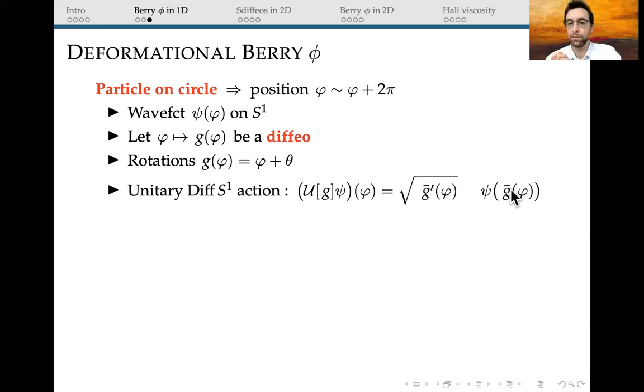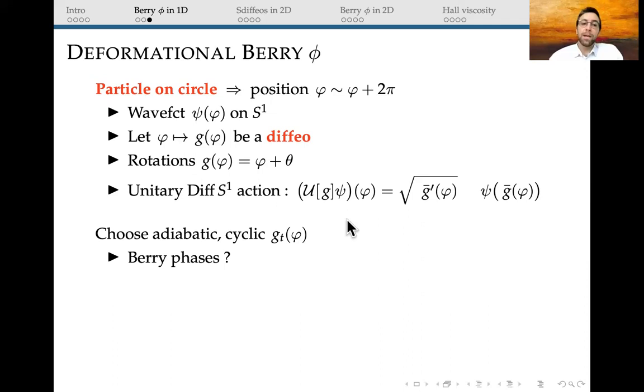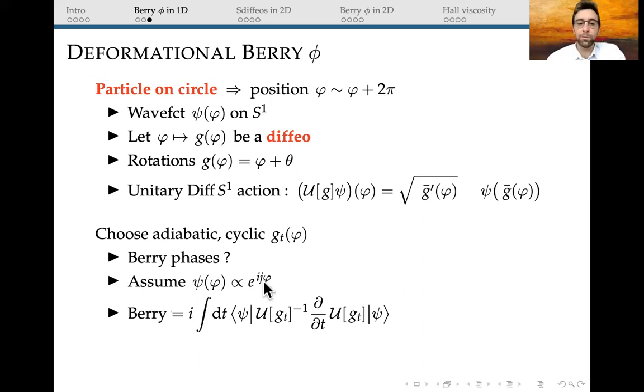Crucially, I can now address the question that I set out to address. I can choose some adiabatic family of time-dependent deformations of the circle. I can suppose that I'm acting with those on some eigenstates of the Hamiltonian and ask what is the resulting Berry phase. Specifically, I'm going to assume that the eigenstate is a plane wave with some angular momentum J. Then the Berry phase is given by the same formula that I wrote on the previous slide, except I'm now applying it to the case where the parameter dependence comes from a unitary group action. So here I have unitary operators acting on these wave functions. These unitary operators are written here, and the scalar product of wave functions is just an integral over the circle, so you can really compute this.